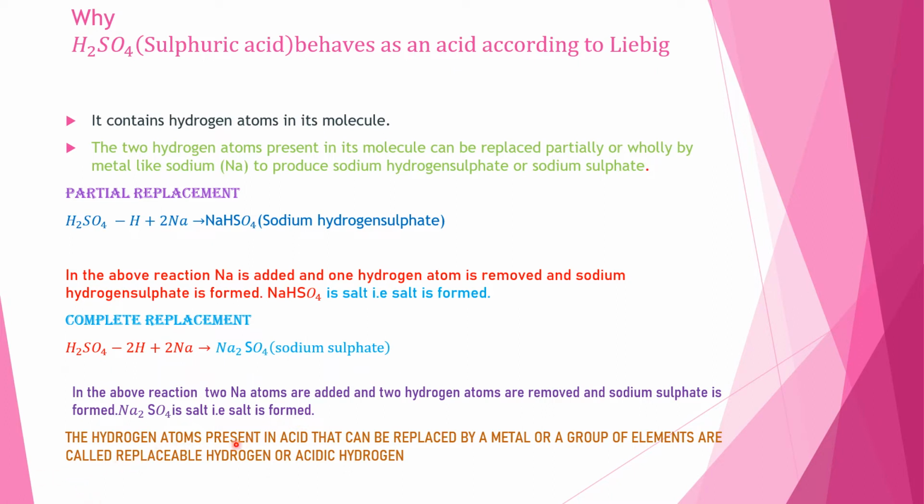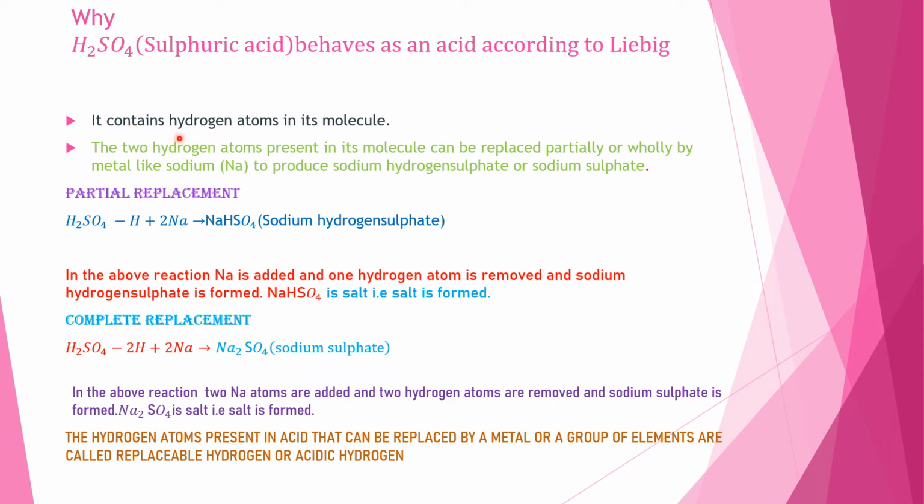Here, the hydrogen atoms present in an acid that can be replaced by a metal or a group of elements are called replaceable hydrogen or acidic hydrogens. The hydrogen which got removed is called replaceable hydrogen or acidic hydrogen. These two hydrogen atoms are removed. These two hydrogen atoms would be called replaceable hydrogen atoms, or we can say acidic hydrogens.